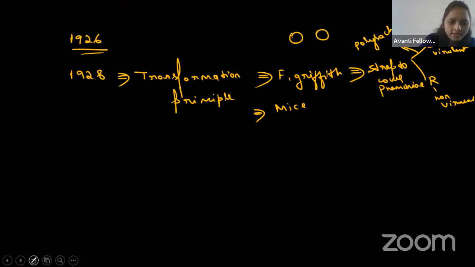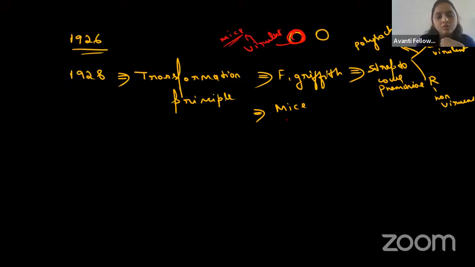The S strain bacteria has a polysaccharide coat on it, right? That's why it is virulent. Whenever we inject this into mice, the mice are going to die, right? When he injected the R strain, the mice stayed alive because it is non-virulent, because it does not have any polysaccharide coat, right, guys? Then when he injected the heat-killed S strain along with the R strain, the mice died.